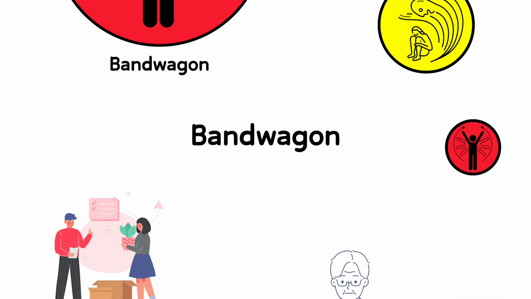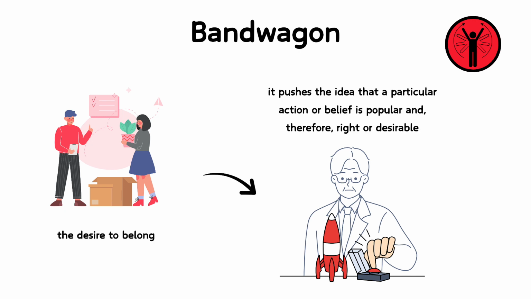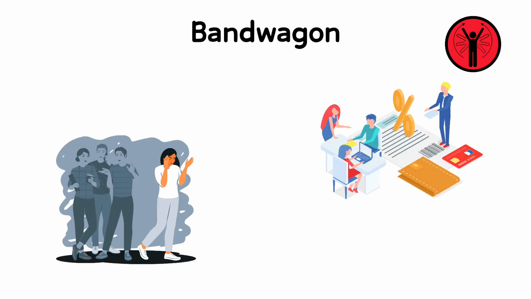Bandwagon. The bandwagon technique plays on a deep human instinct, the desire to belong. By suggesting that everyone is doing it, this technique taps into the fear of missing out, FOMO. When used in propaganda, it pushes the idea that a particular action or belief is popular and therefore right or desirable. It's like seeing everyone wearing a certain style of clothing and feeling the urge to buy it too, not necessarily because you like it, but because you want to fit in.